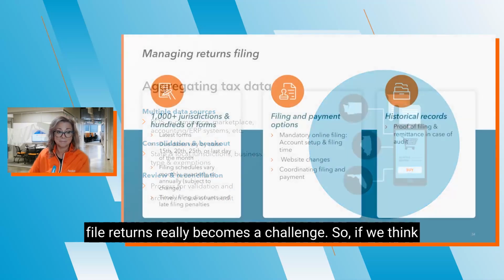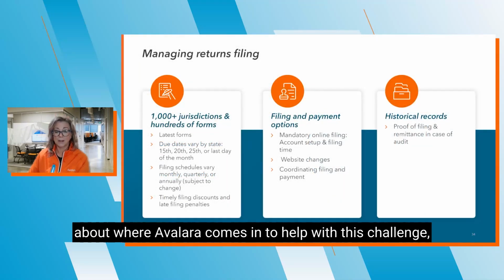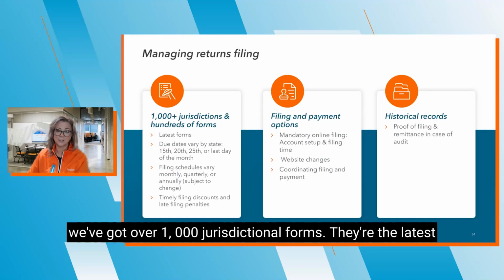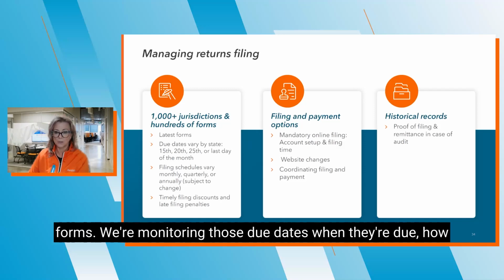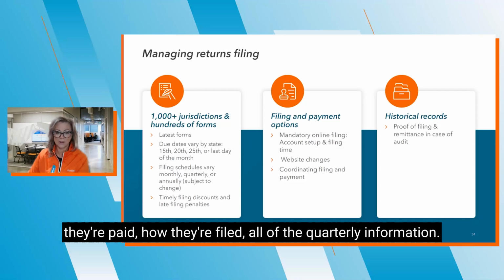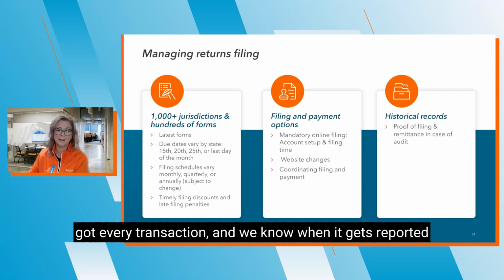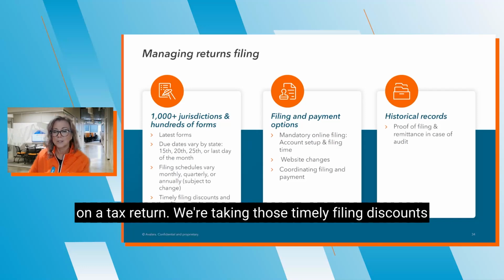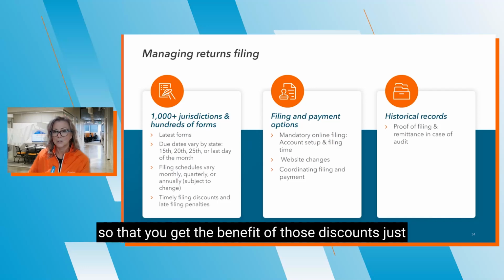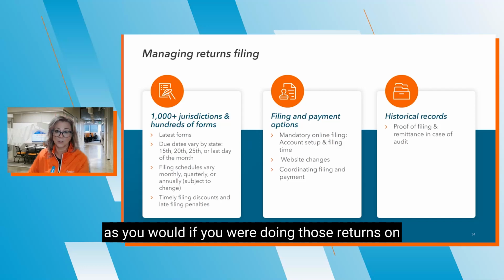So this aggregation of data and getting it into a format that you can file returns really becomes a challenge. So if we think about where Avalara comes in to help with this challenge, we've got over 1,000 jurisdictional forms. They are the latest forms. We're monitoring those due dates, when they're due, how they're paid, how they're filed, all of the quarterly information. You're not having to import anything on the quarter. We've got every transaction and we know when it gets reported on a tax return. We're taking those timely filing discounts so that you get the benefit of those discounts just as you would if you were doing those returns on your own.